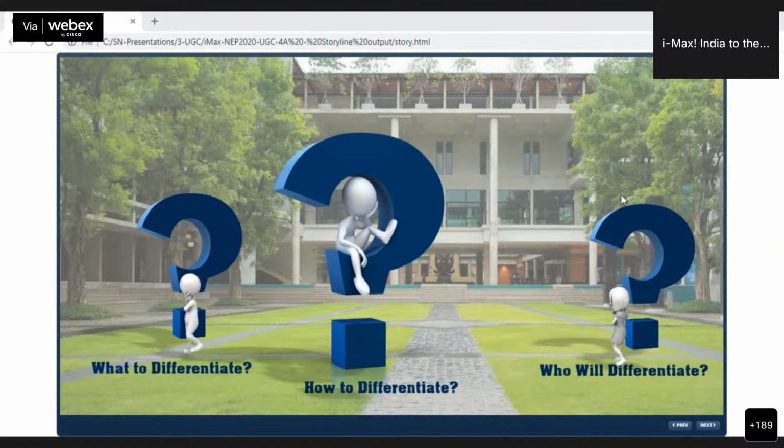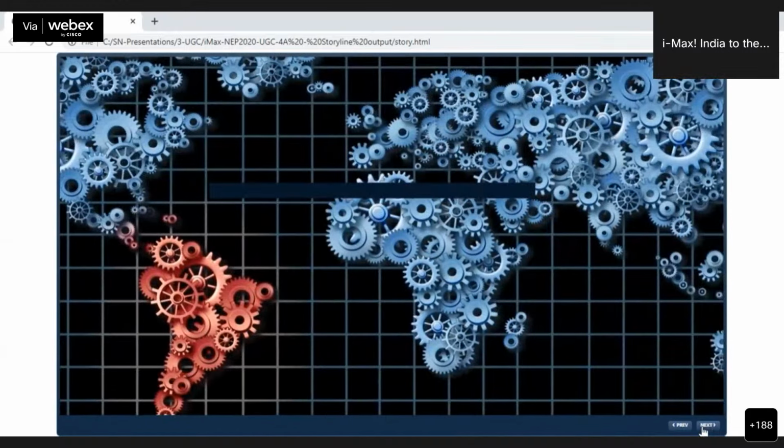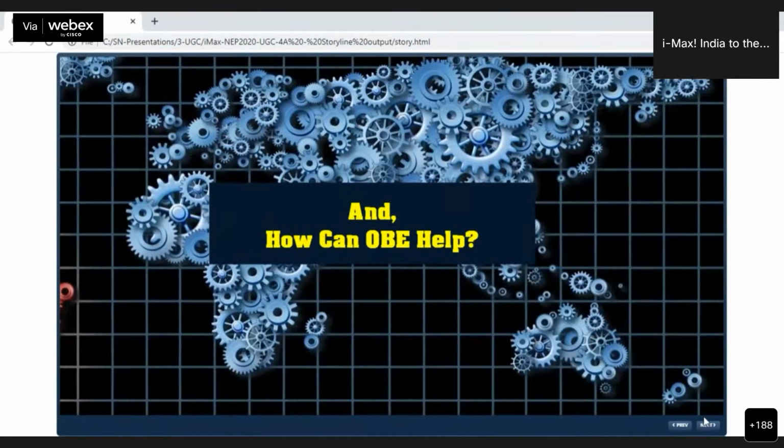For example, we can go to a medical diagnosis lab, and we can get all the readings. But getting a reading paper in our hand is not going to improve our health. We need qualitative change, means we need diagnosis and we need medication. And that is what OBE is all about when we see from the implementation level. So when we take OBE as a differentiation, let us see what to differentiate, how to differentiate, and who will differentiate, and most importantly, how can OBE help in that.